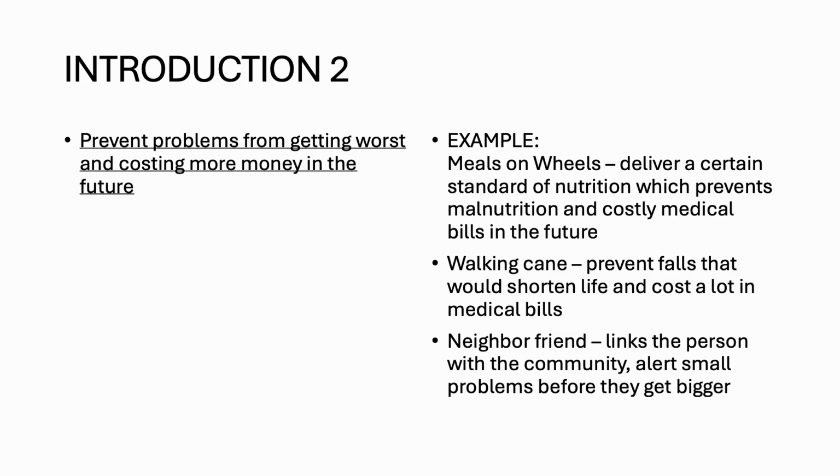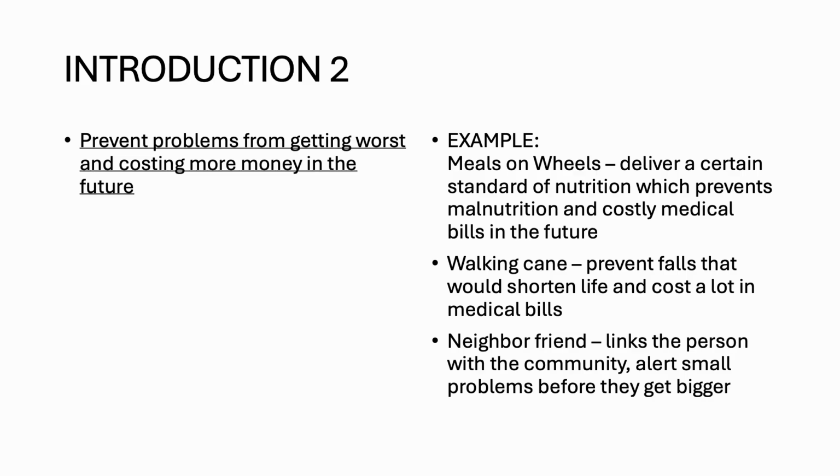All right, so for example, when it comes to things that might be provided for a client to prevent it from getting worse, one example is Meals on Wheels, which delivers a certain standard of nutrition, which prevents malnutrition and costly medical bills in the future. So if you have food and you're eating, and the food is not very unhealthy, then it would be good for you. So then hopefully that will make sure that you don't suffer the consequences of not having food.